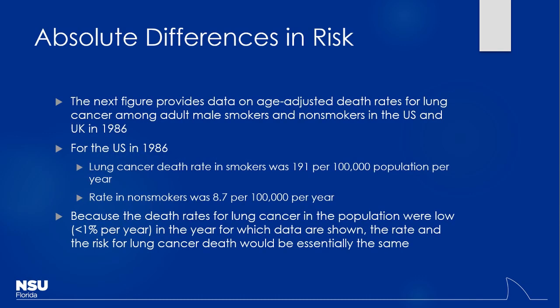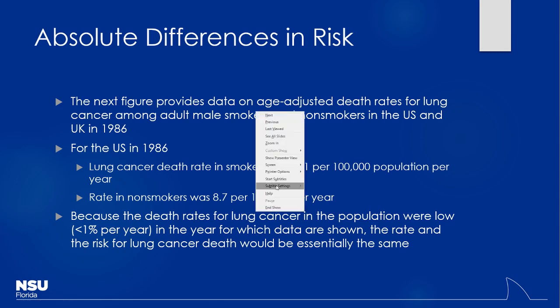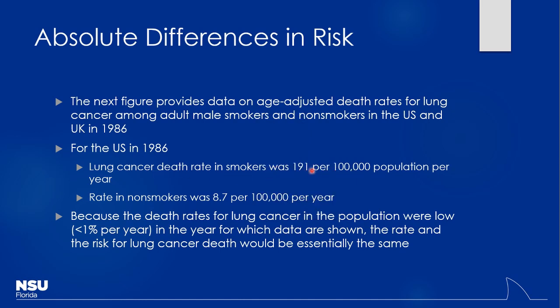So let's say, for instance, we're looking at lung cancer deaths in a particular sample. We have smokers and non-smokers, both in the US and the UK in the year 1986, right? So looking at this, you see the lung cancer death rate for smokers. For smokers in the US it was 191 per 100,000 population per year.